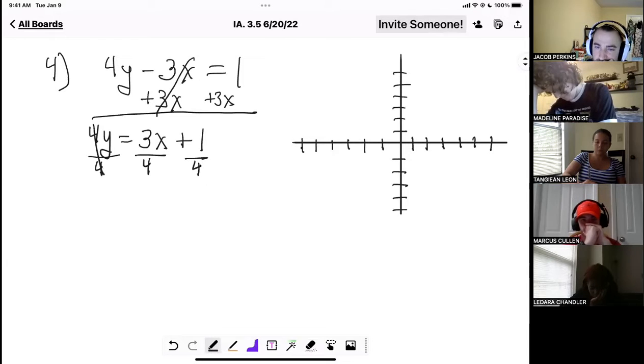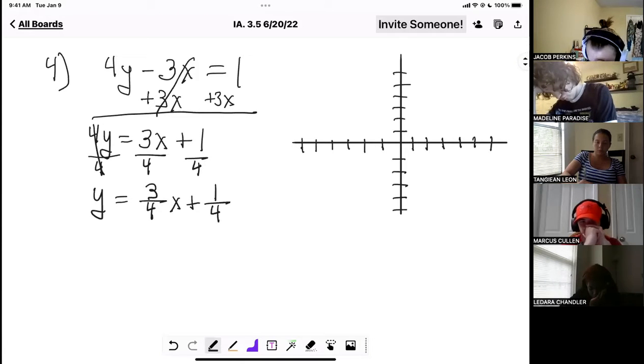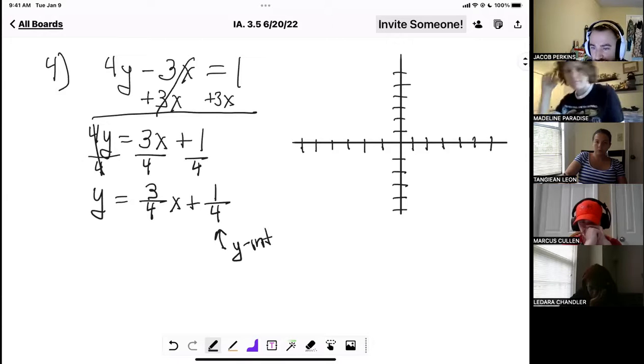And then I can simplify. So y is equal to 3/4 x plus 1/4. I don't leave it as 3x over 4 because really it's 3/4 x. That's my slope. My slope is 3/4, plus 1/4. And this is why this is tricky. This is my y-intercept. So I'm going to show you how to graph it when it's not a perfect integer, when you have a y-intercept that's like a fraction.